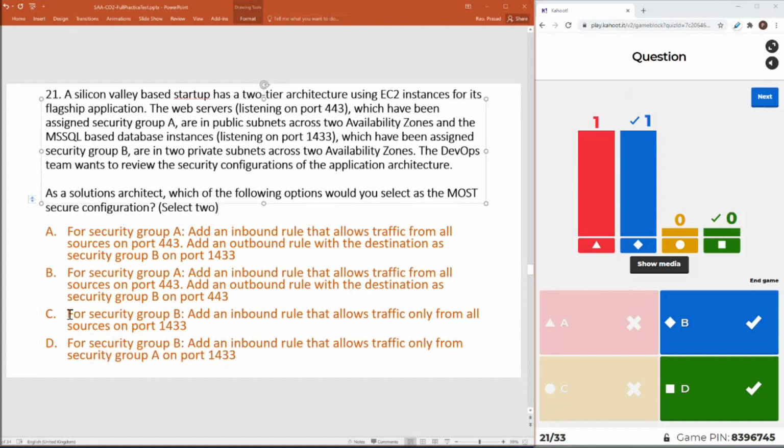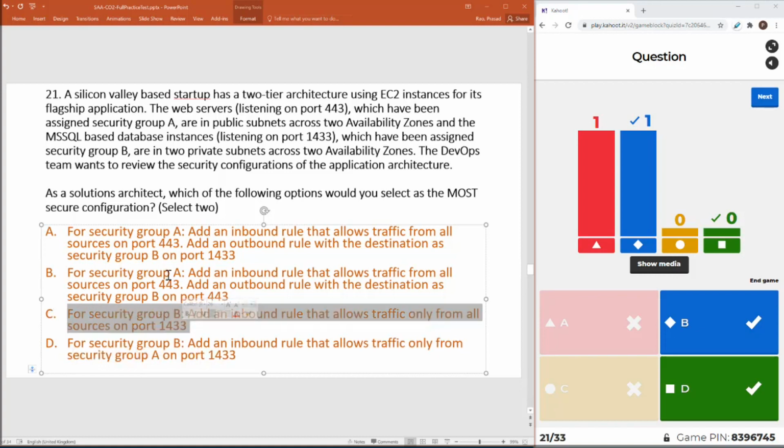If you go to security group B, security group A is in public, security group B is in private. Okay, so in the private, you know that you need to allow 1433. It is allowing 1433 on both of them. From where should it be allowing? Only from security group A, or from all sources? All sources, no, because you do not want your SQL Server to be exposed to the entire world. You would want it to be exposed only through the web server. So option D is the right answer. So C got eliminated as it is.